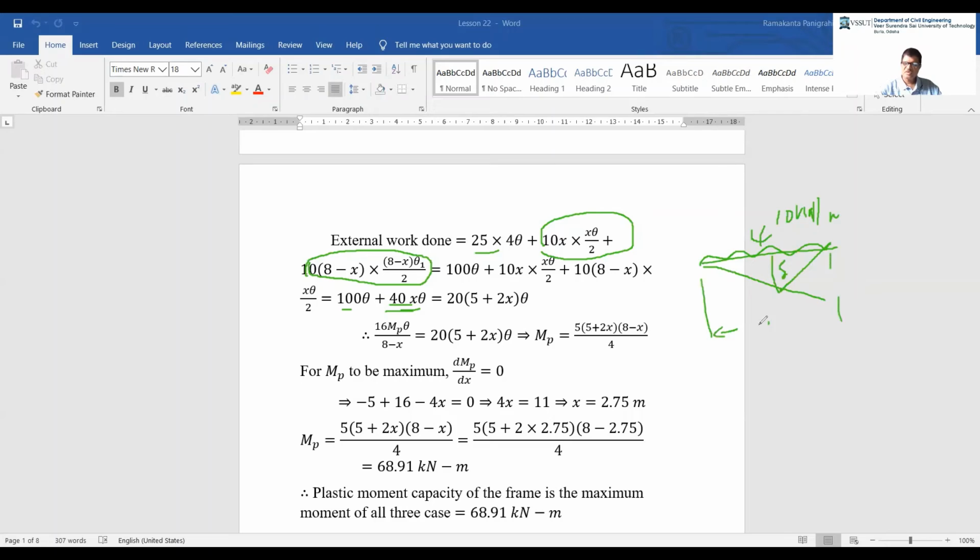So the area under the curve we can take. We have 10 into half into L, and into delta. So this should be our total work done by this loading. Right? I am correct. So the area under the curve is half L into delta, because it's a triangle. Now I will put the value: 10 into half, L is equal to 8, delta is equal to x theta. What is the value now coming? It's coming 40 x theta.